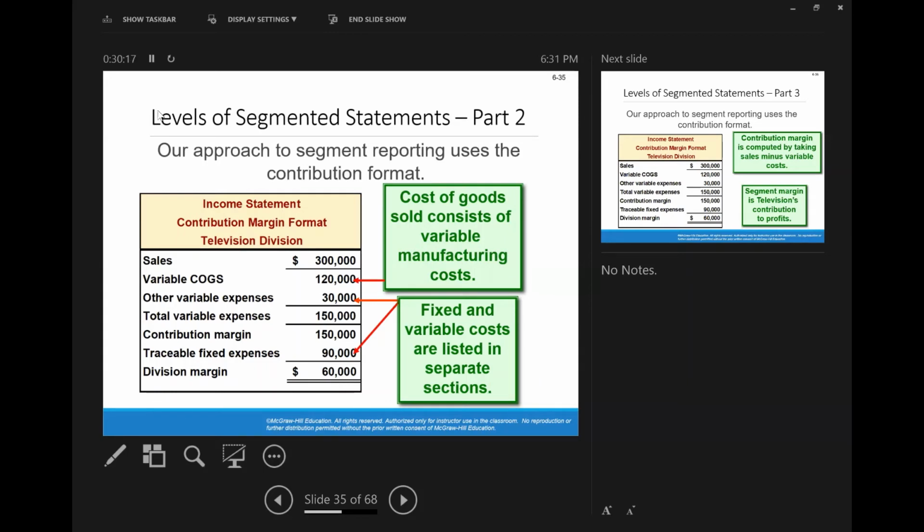Variable cost of goods sold is 120,000. We have other variable expenses of 30,000. Total variable expense is 150,000. So with 300,000 in sales less that 150,000, our contribution margin is 150,000. We have traceable fixed expenses of 90,000. So the division margin is 60,000. Now maybe on top of that, we're going to have some common fixed costs that will have to come out of that. And so the net operating income will be a little lower.